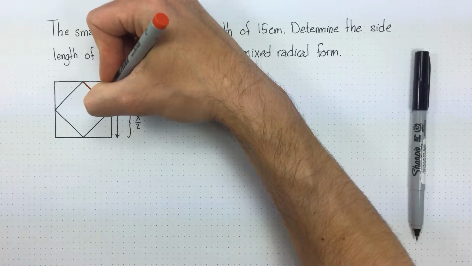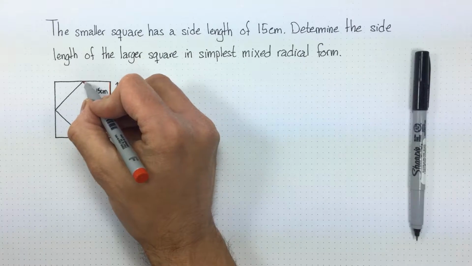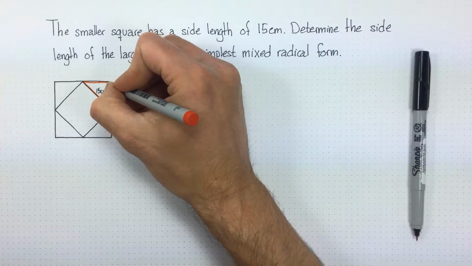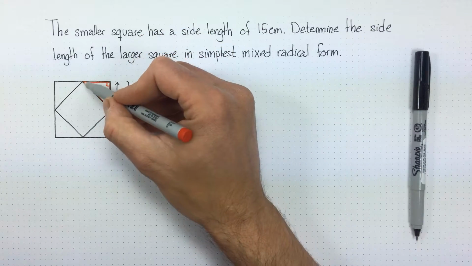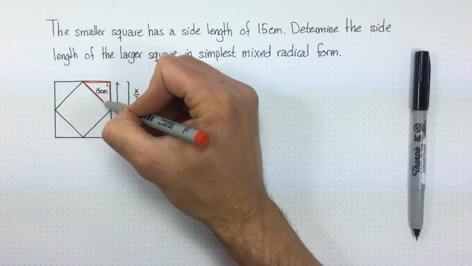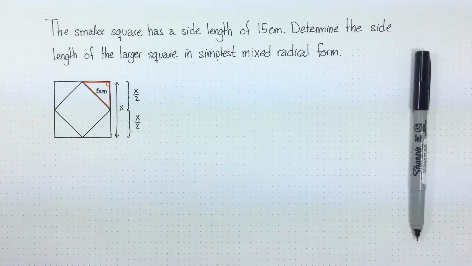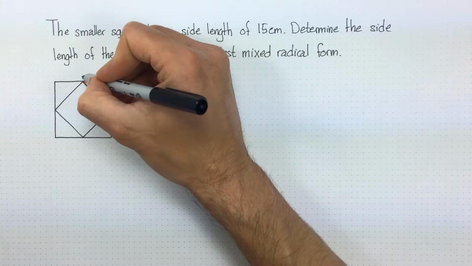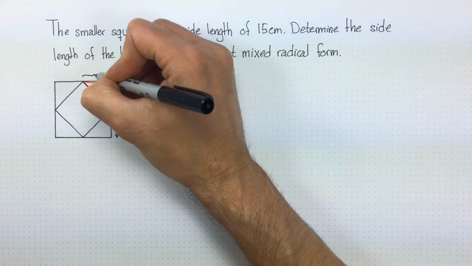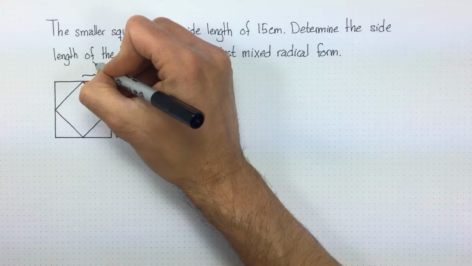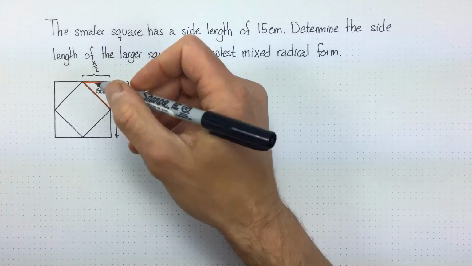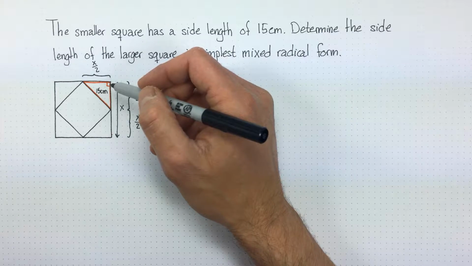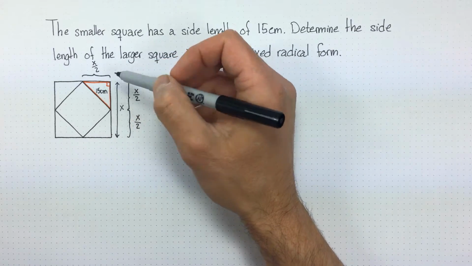Now, in this triangle, we have a right angle right there, and this side here will be the hypotenuse. That's 15 centimeters. The length of this side here is just x over 2. The length of this side right here, well, is also x over 2. And this means that we could use Pythagoras' theorem to figure out what x is.